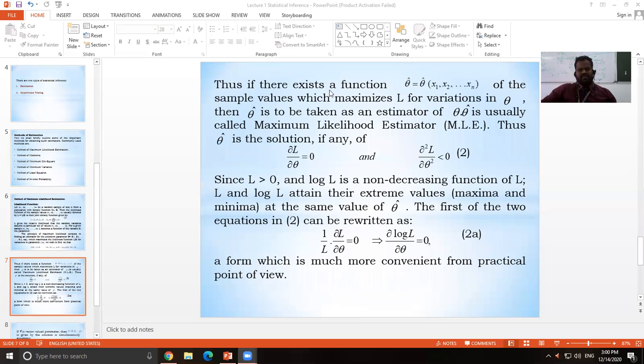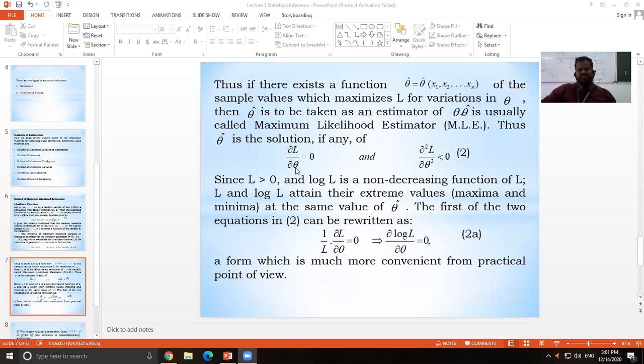Thus, if there exists a function theta cap equal to theta cap of x1, x2, etc., xn of the sample values which maximizes the likelihood function for variations in theta, then theta cap is to be taken as an estimator of theta. Theta cap is usually called the maximum likelihood estimator.